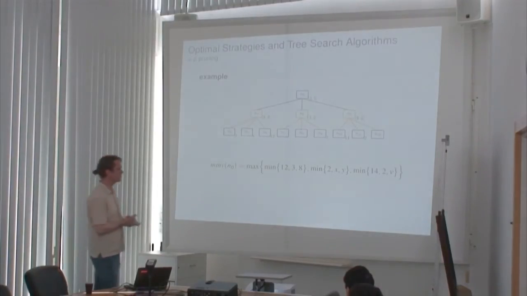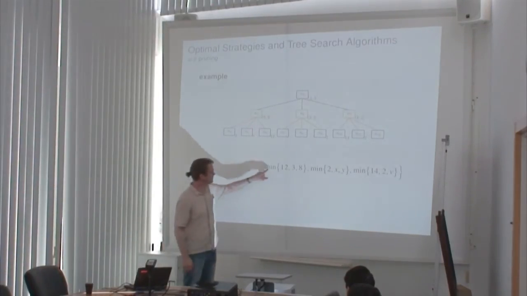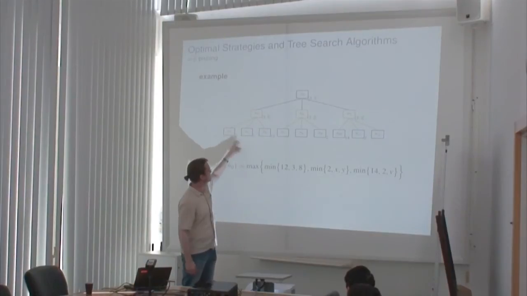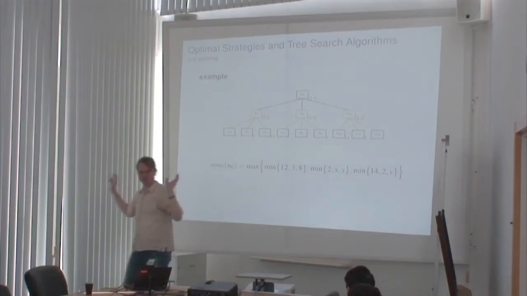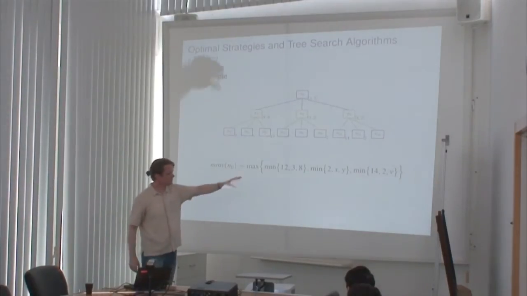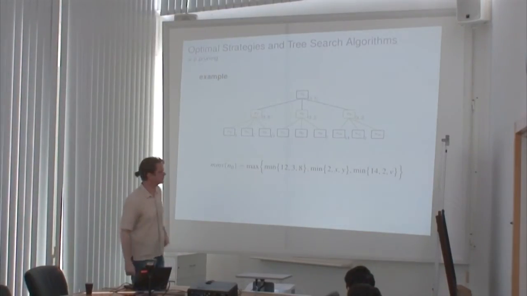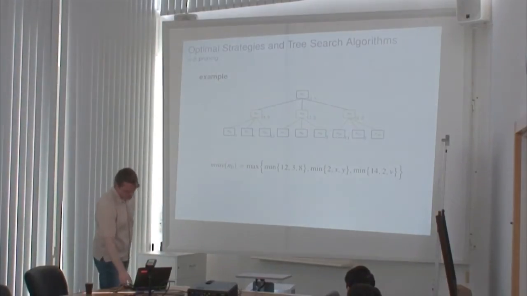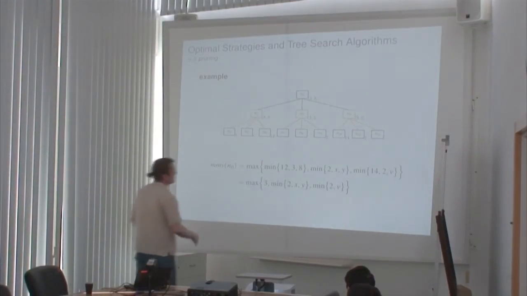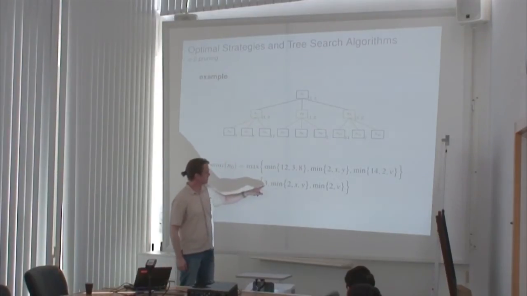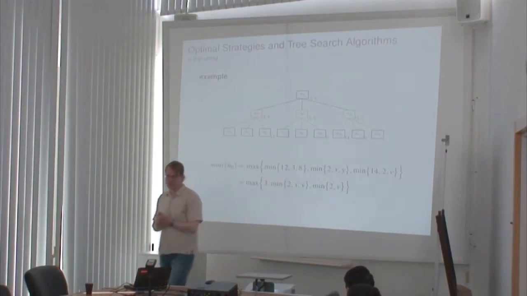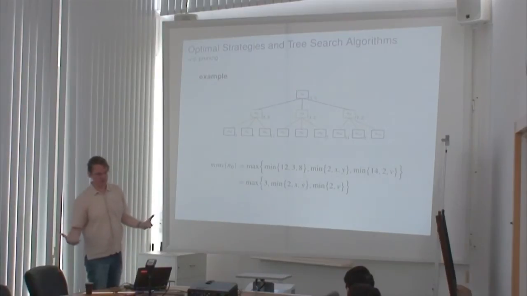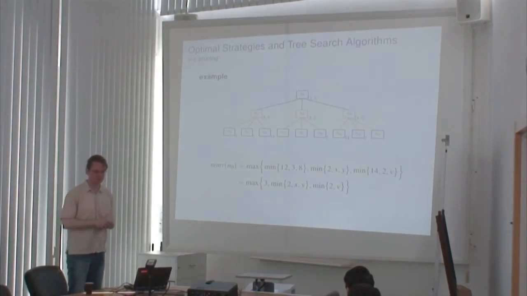contain min-max values that are computed in this simple example as the minimum of 12, 3, and 8. And the minimum of 2 and something, we don't know. And the minimum of 14, 2 and something, we don't know. And of course, the minimum of this set is 3. So we have to compute the maximum of 3 and the minimum of this set and the minimum of that set. We can definitely say that the minimum of 14, 2 and V is the minimum of 2 and V.